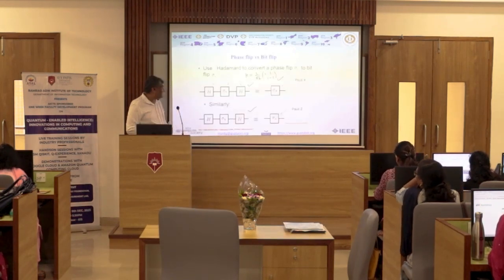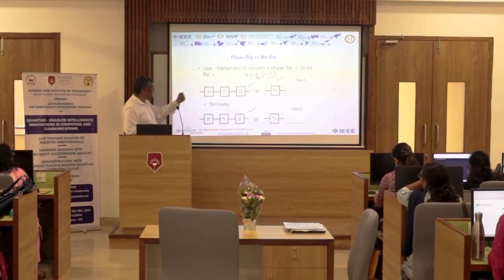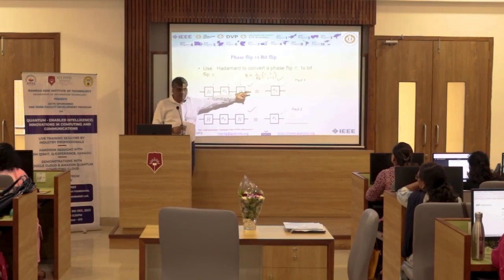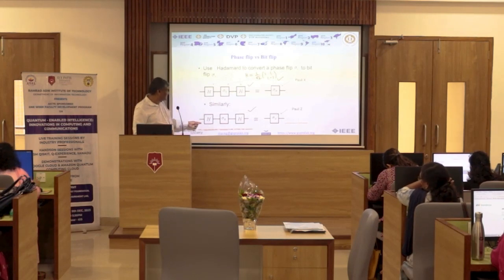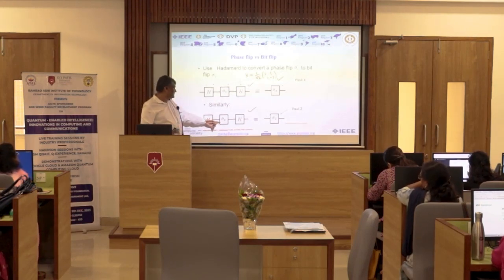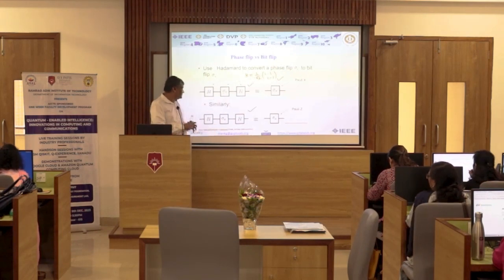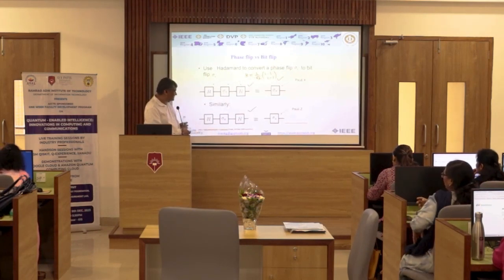Now we talk about the phase shift. You know that phase shift and bit flip are dual, right? So if you take phase shift and apply Hadamard on it, you get a bit flip. You can check by doing the matrix calculations, right? Similarly, you can do the sigma z.